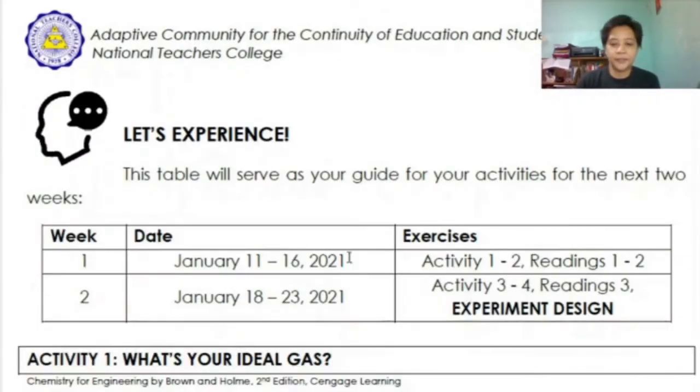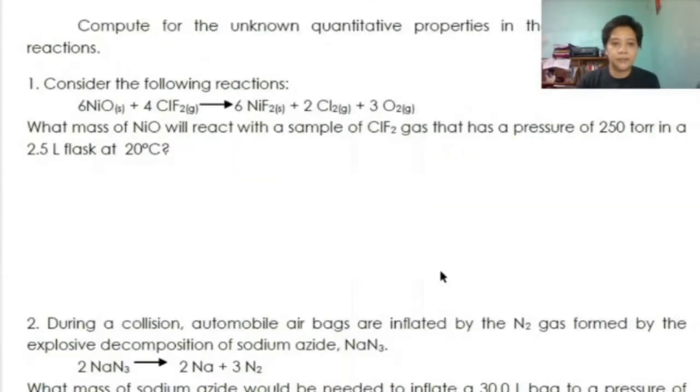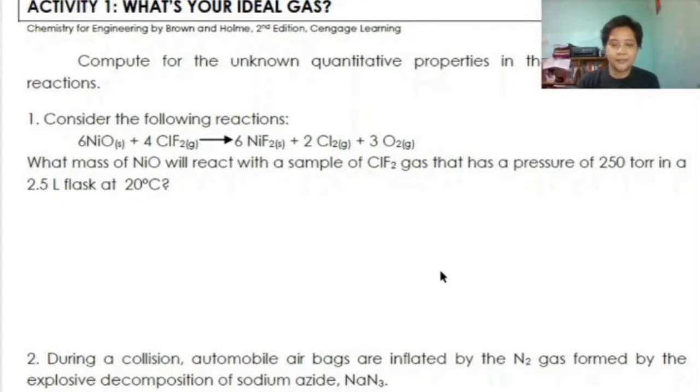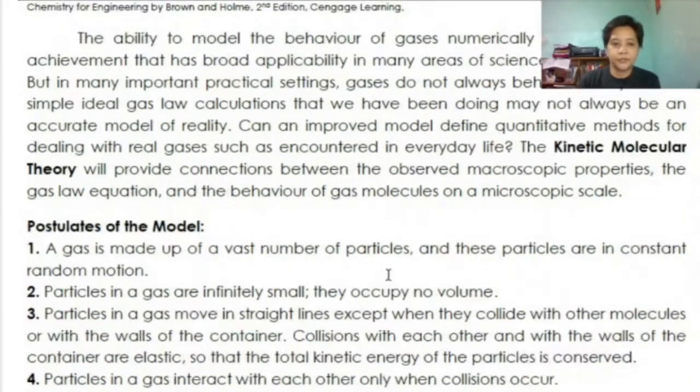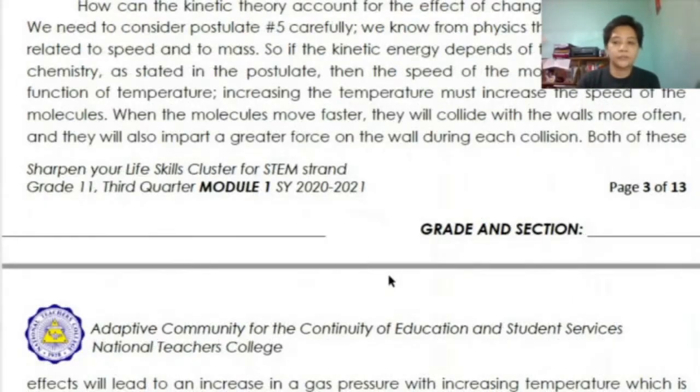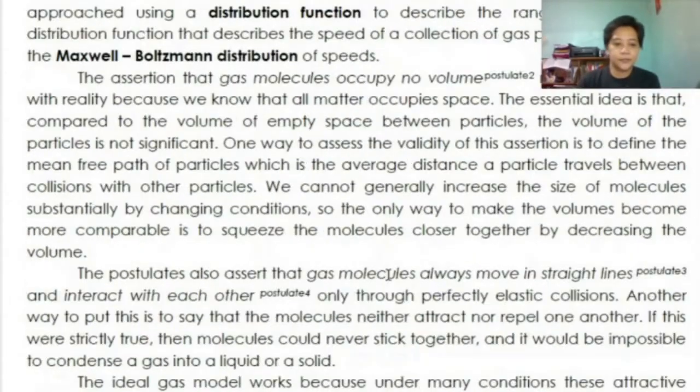For the Lex experience, this is a suggested time for you to make your module. Activity 1 is a review of the ideal gas, which was tackled in your General Chemistry 1. Then readings 1 will be about kinetic molecular theory and ideal versus real gases. Read and understand this selection. After this selection, you will answer the activity, which will test your understanding. Answer the questions with complete answer. If you can cite the reference where you got your answer, the better.